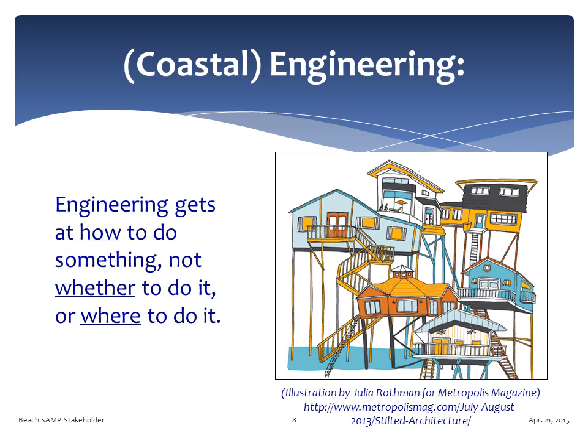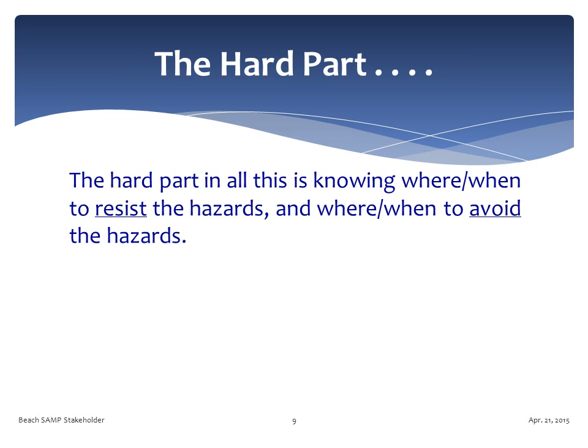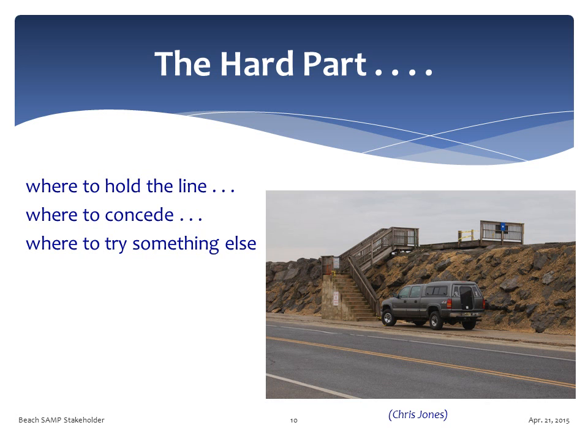So the big issue with coastal engineering and coastal management is not so much how to do something, but whether to do it and where to do it. And engineering tends to focus on the how, and sometimes that gets us in trouble. So we really need to focus on the whether and the where. And the hard part in all this is to know where it is appropriate to try to resist these hazards that coastal engineers can quantify, and where it is more appropriate to step back and just avoid the hazards. So this is the age-old dilemma along the coast.